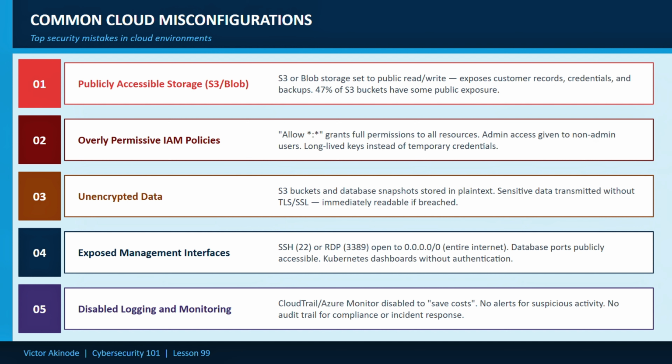CloudTrail and Azure Monitor monitor everything we ask them to monitor on our cloud platform. So if you disable them to save costs, that's another big problem. Also, there should always be alerts. If there are no alerts for suspicious activity, that's another problem. And there should also be an audit trail for compliance or incident response. Absence of that means that you are disabling logging and monitoring.